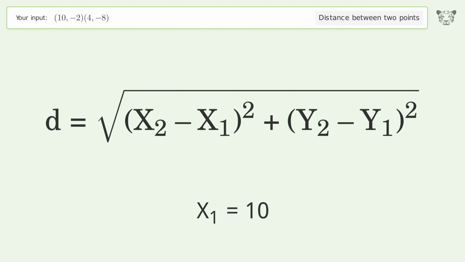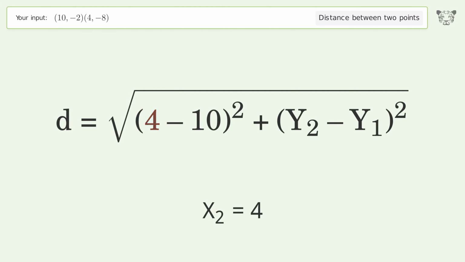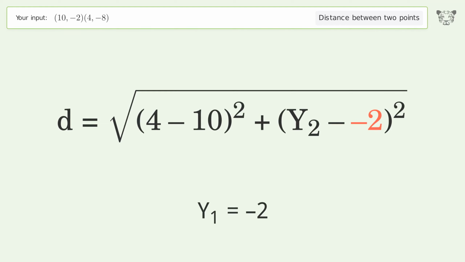x1 equals 10. x2 equals 4. y1 equals -2. y2 equals -8.